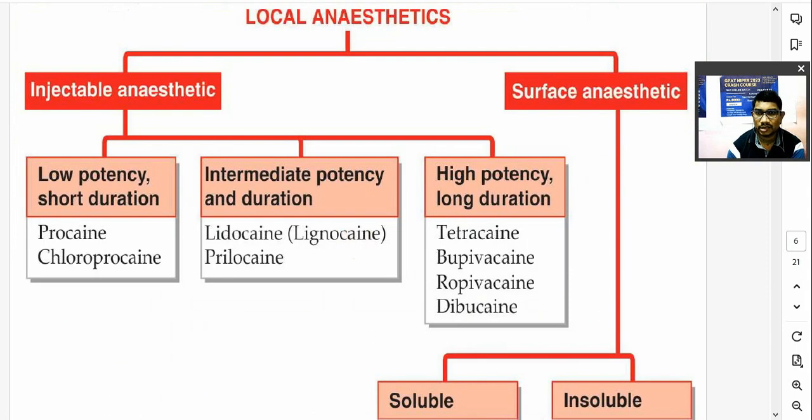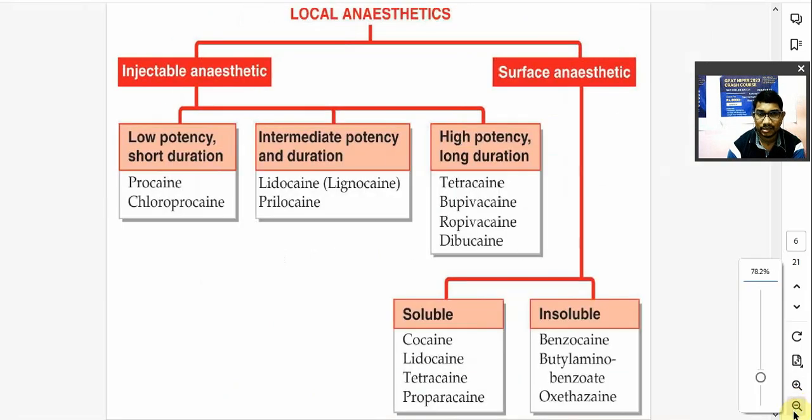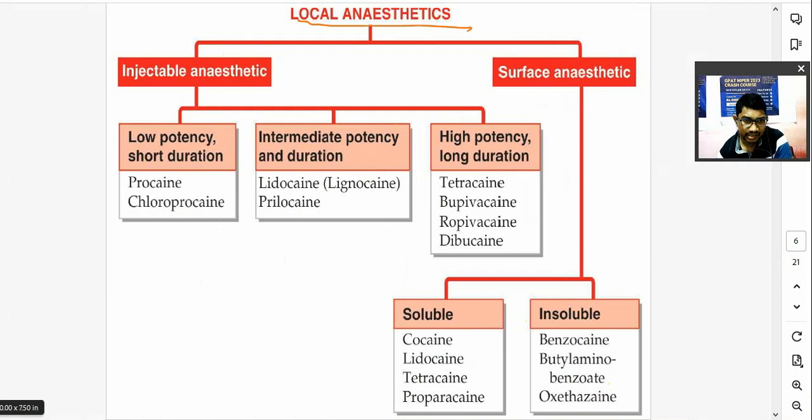Now we'll see the classification of local anesthetics. Classification देखो, classification important होता है. Local anesthetics are classified into two types. First are those drugs used for injection, the injectable local anesthetics. In that you have three types. First, those drugs which are low potency and short duration of action. इनका potency कम होता है, और duration भी कम होता है. In that you have procaine and chloroprocaine, दोनों एक ester के derivative. Chloro derivative of procaine. They have low potency as well as short duration of action.